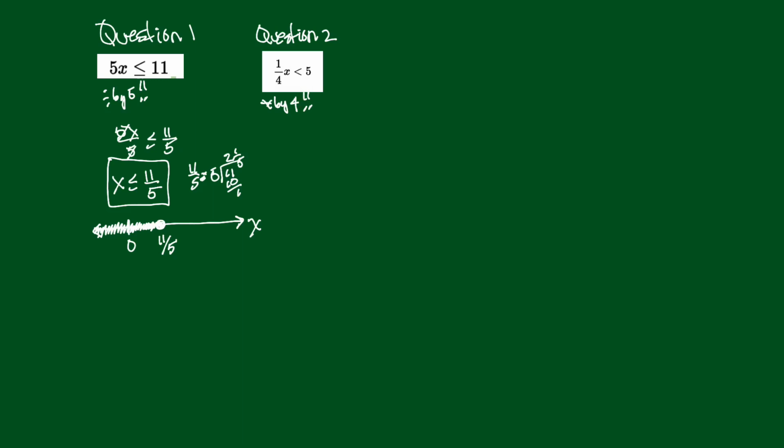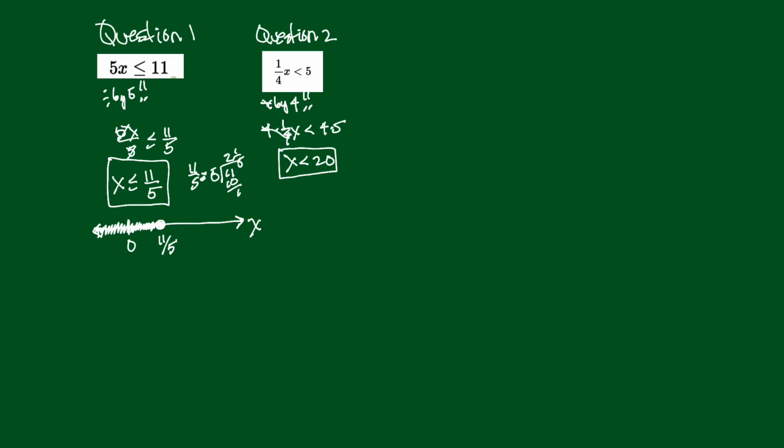So let's just go ahead and write this. I'll show you what I'm doing. 4 times 1/4 x, strictly less than 4 times 5, right? Multiply both sides by 4. Now, 1/4 of 4 is 1, or 4 over 4 is 1. So I get an x over here, strictly less than 20. There we go.